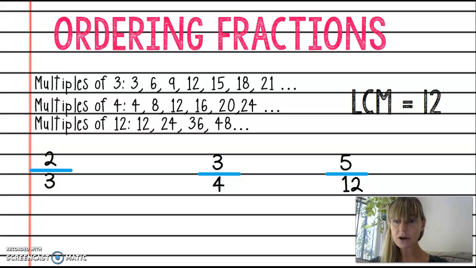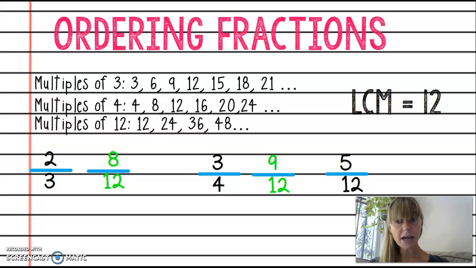So I need to find equivalent fractions with a 12 in the denominator. 2/3 becomes 8/12. I multiplied it by 4. 3 times 4 is 12. 2 times 4 is 8. The next fraction, the equivalent fraction, is 9/12. 4 times 3 is 12. 3 times 3 is 9.